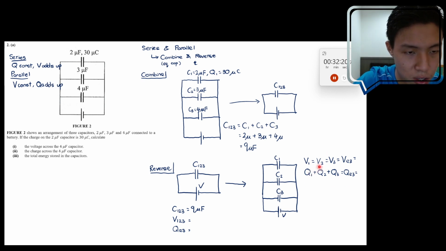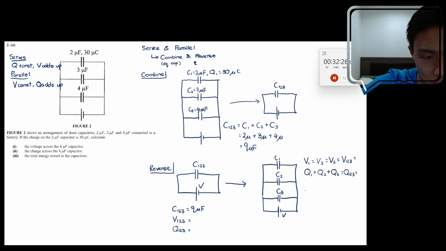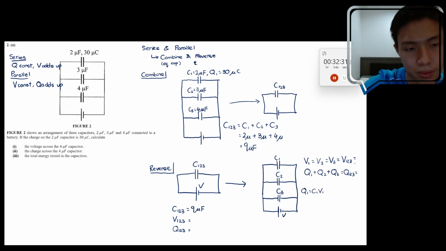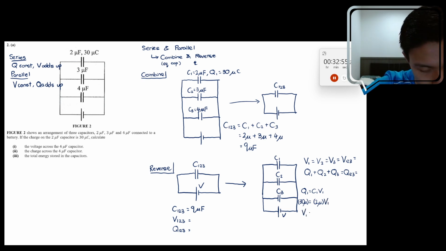So technically you can find 3 values over here. You can try to find Q1, Q2, and Q3. Let me demonstrate how to do it. Q1 equals C1 multiplied by V1. Do I have C1? I have C1. C1 is 2 microfarad. Do I have V1? V1 I don't have, but I have Q1. Q1 is 30 microcoulomb. C1 is 2 microfarad. So from here I find V1, which equals 15 volt.